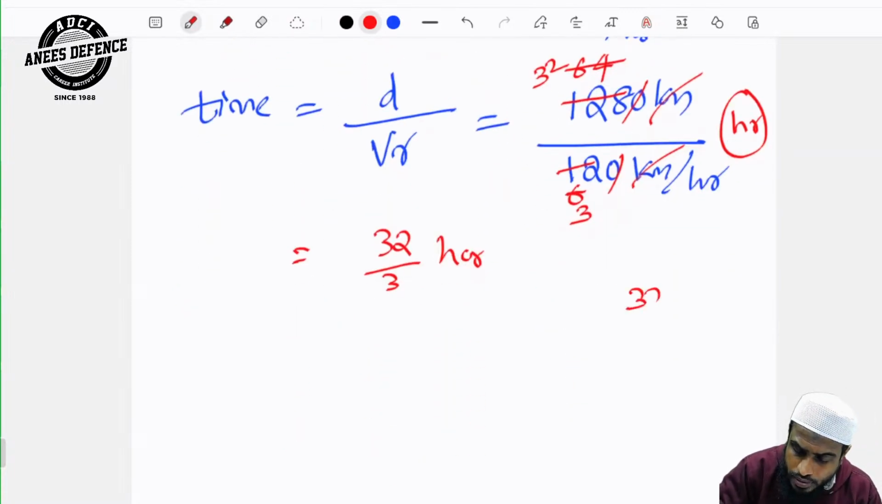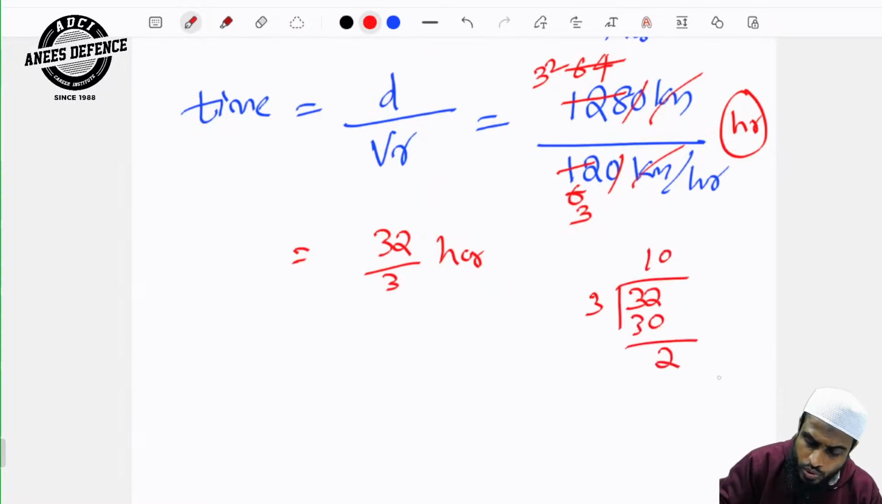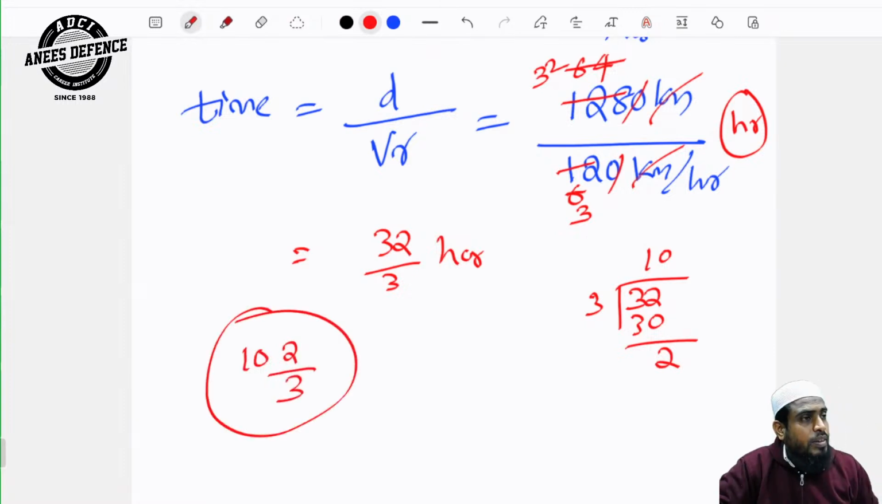So 32 by 3 means 10 into 3, 30, remainder 2. So this can be written as 10 and 2 by 3. In a mixed fraction, you have to write 10 and 2 by 3.